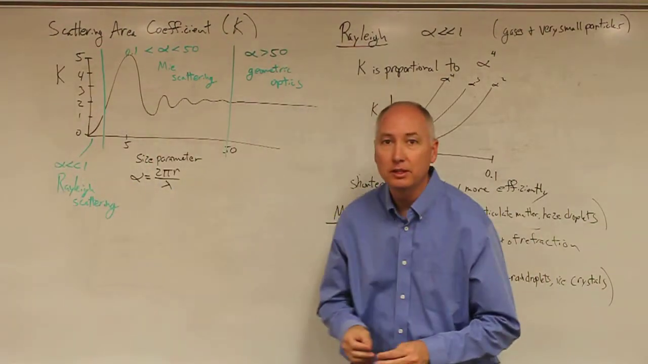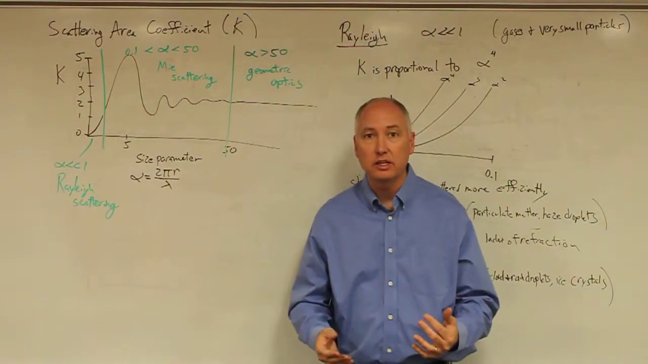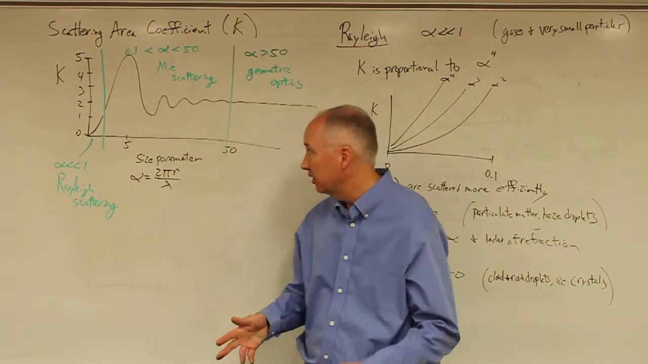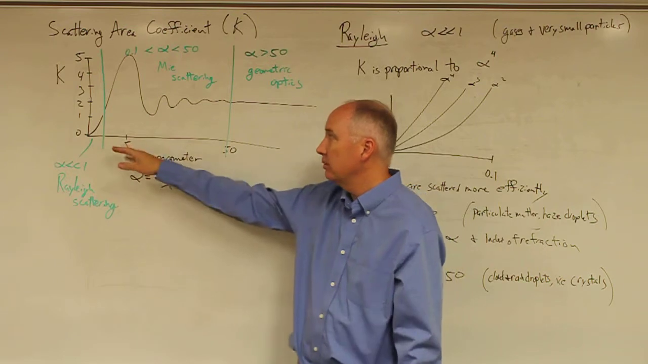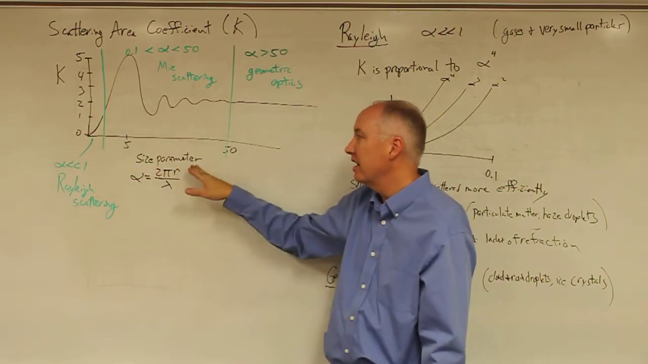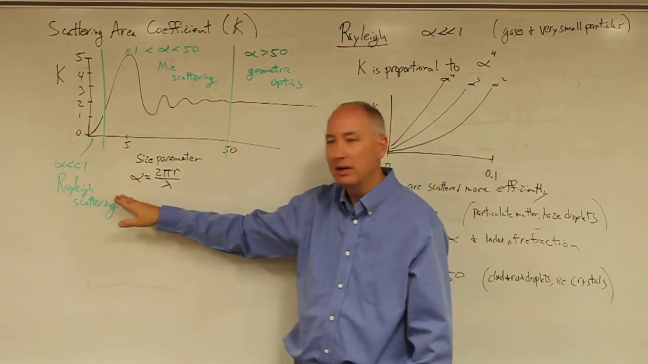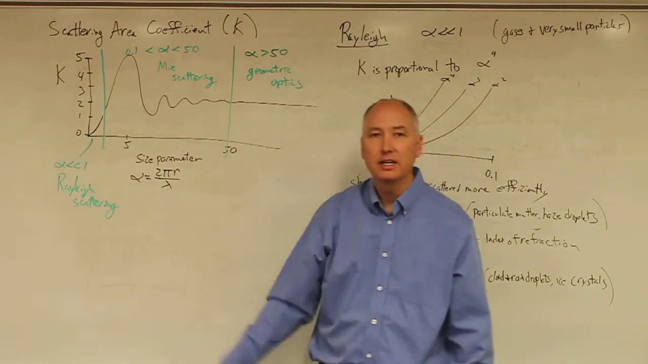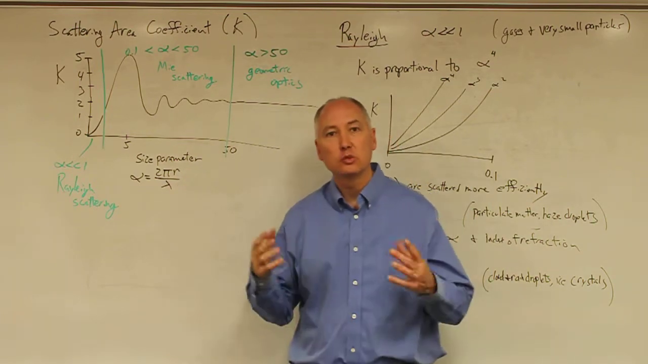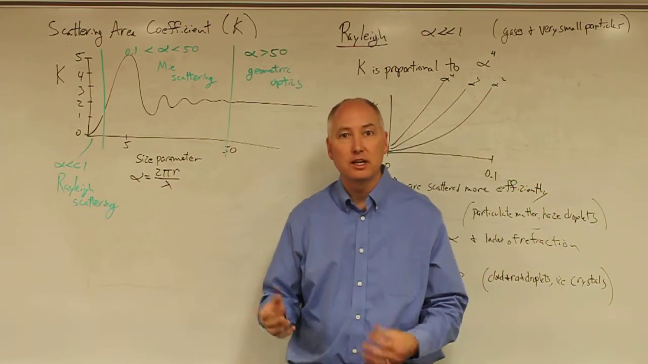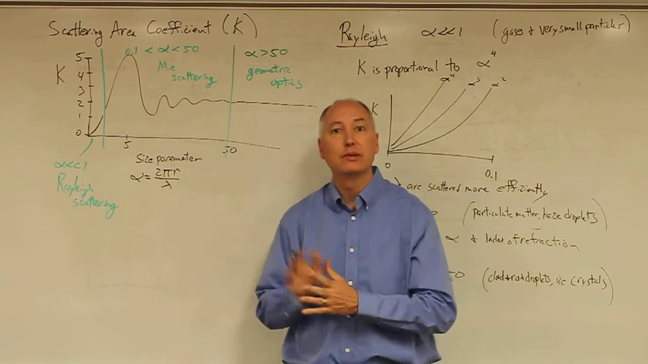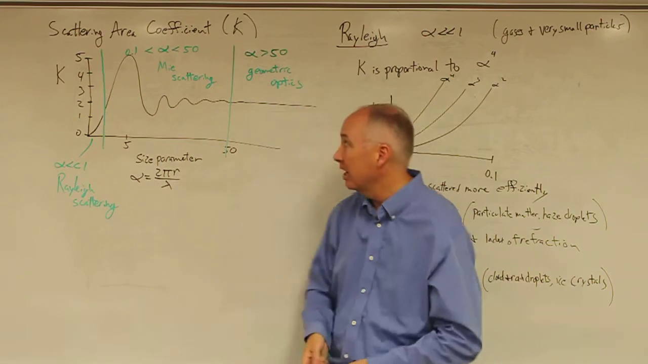In this lecture, we're going to be looking at the complexities of the scattering area coefficient K from the last lecture. What we want to do is plot the scattering area coefficient as a function of the size parameter, and the size parameter alpha is defined as 2 pi the radius over the wavelength. So this is really looking at the relative size of the scattering object relative to the wavelength of the radiation that is going to be hitting that object.